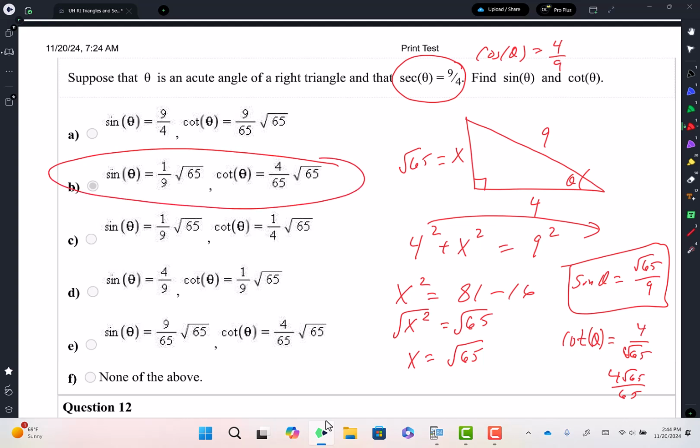The sine looks weird with the 1/9. Yeah, I know. The door's always... Yeah, put it in the fridge.